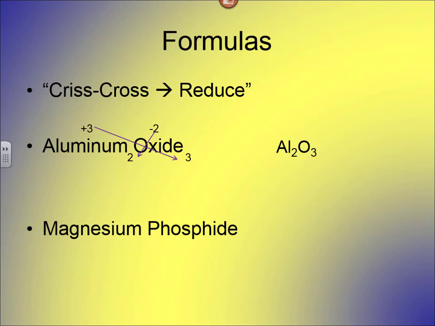+2. How about phosphorus? -3. Once you know your charges, then you crisscross them. Remember to leave the plus and the minus behind. Do a 3 and a 2 reduce? No, so you write your formula. Mg3P2.